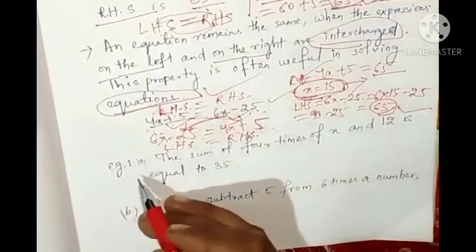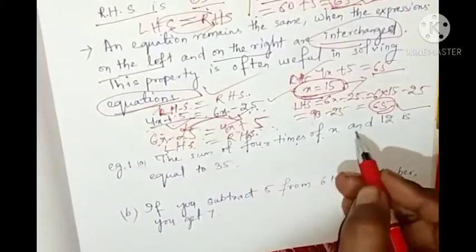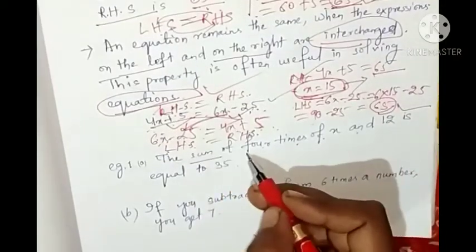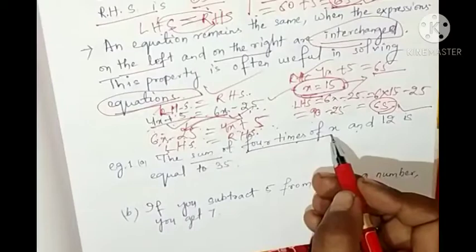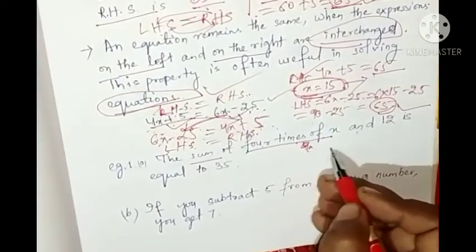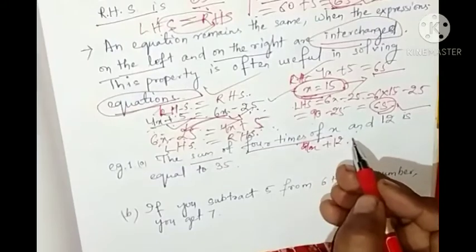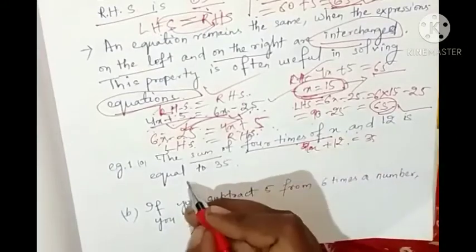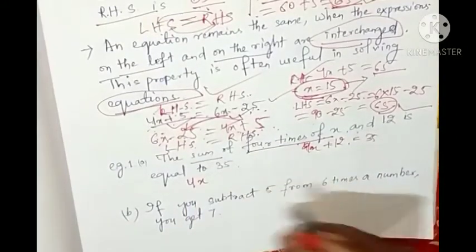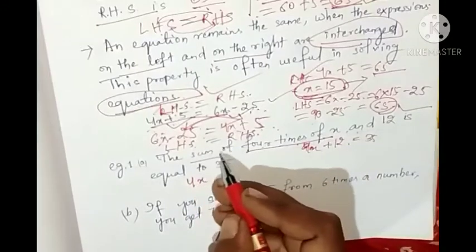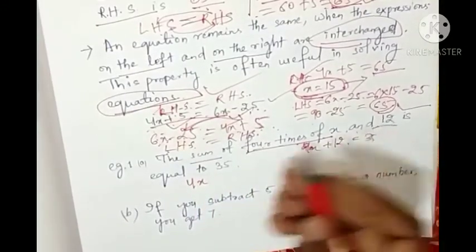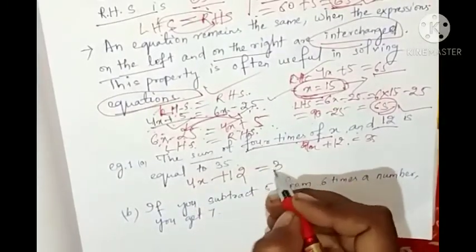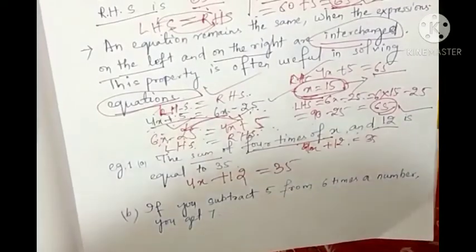So look at here, example 1a. The sum of 4 times of x and 12 is equal to 35. 4 times of x means 4x, and 12. Sum means we are adding 4 times of x and 12, so 4x plus 12 equal to what? What is the sum? 35. Okay. Let's see another example.